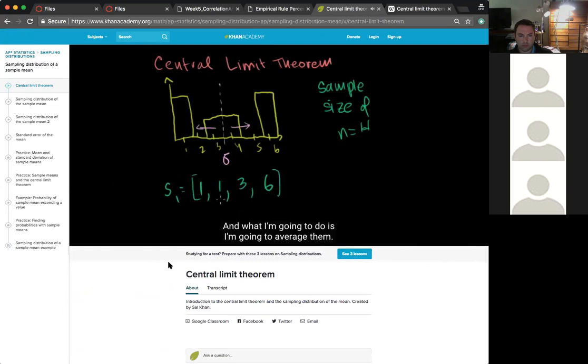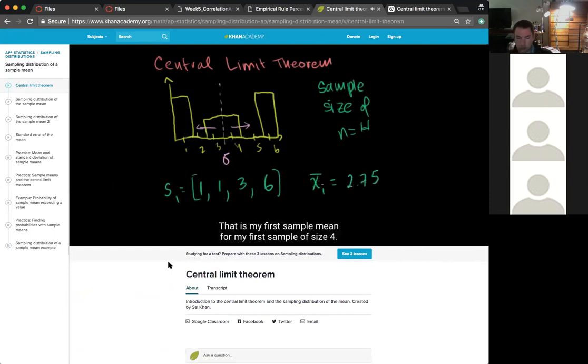And what I'm going to do is I'm going to average them. So let's say the mean, I want to be very careful when I say average, the mean of this first sample of size 4 is what? 1 plus 1 is 2, 2 plus 3 is 5, 5 plus 6 is 11, 11 divided by 4 is 2.75.